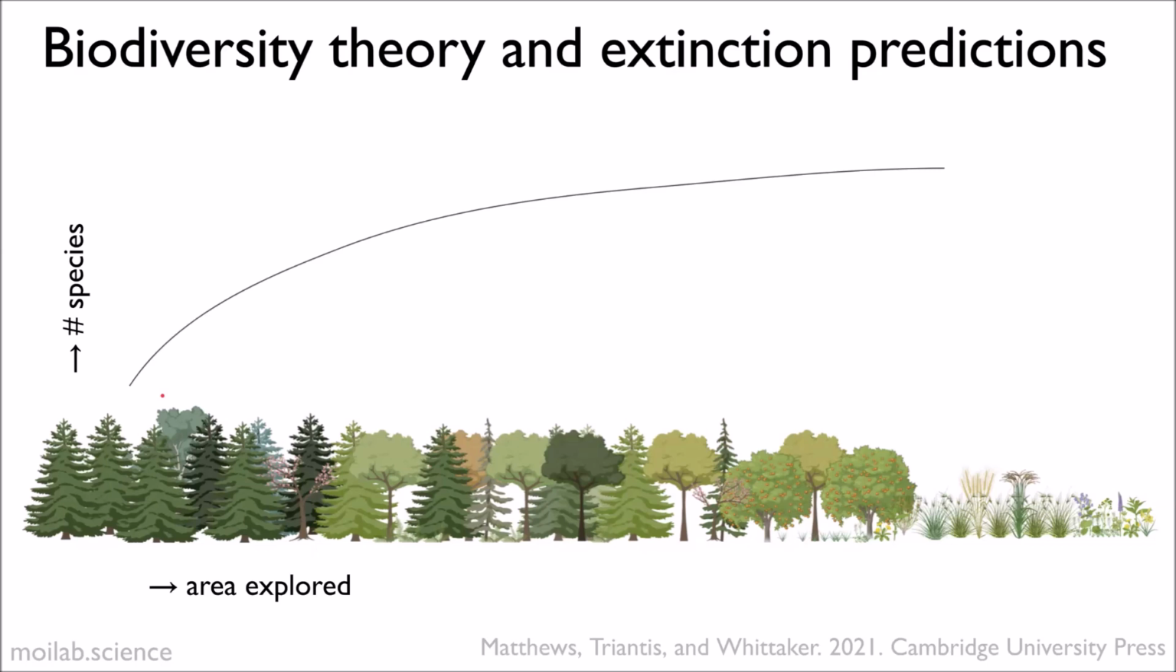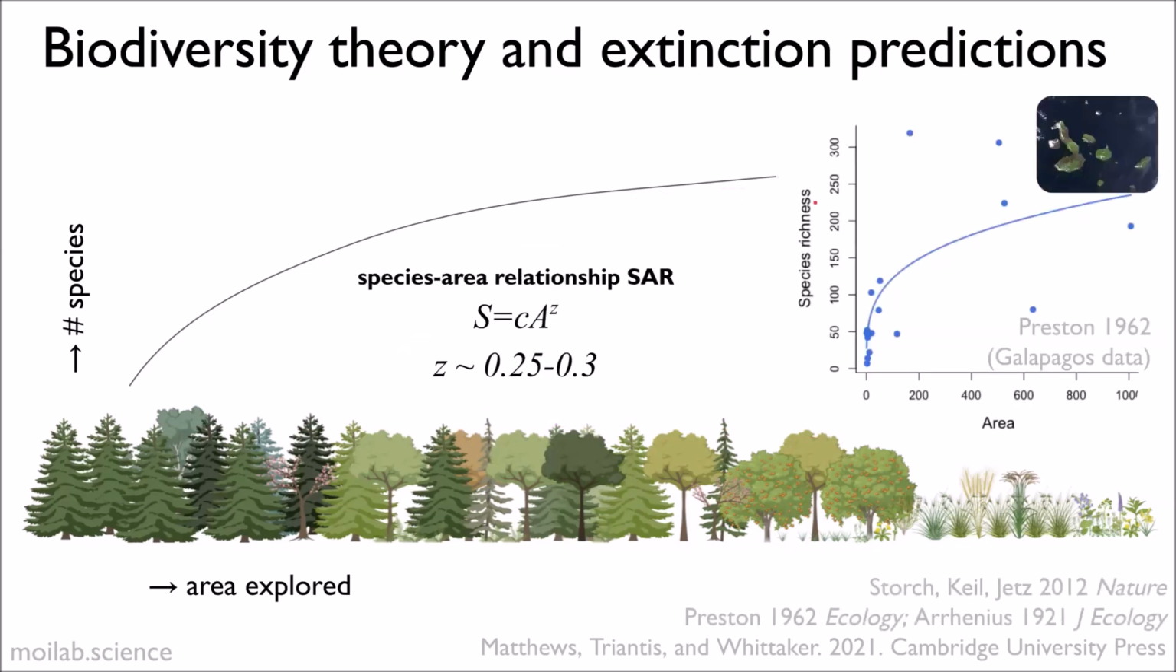Much of the signal comes from a well-established law, the species-area relationship, which tells us that as we explore more area, or as ecosystems have larger areas, they harbor a higher number of species. This species-area relationship follows a power law, where the number of species is proportional to the area scaled to a coefficient z that is 0.2 to 0.3. And this had been seen 100 years ago, and Preston formally derived it. And these are Galapagos Islands of different sizes.